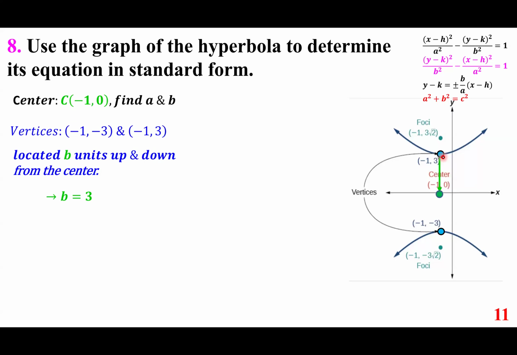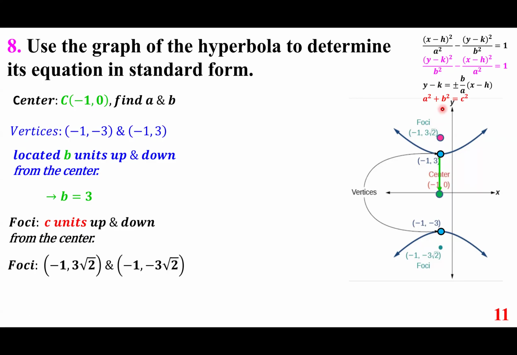The foci are C units up and down. As you can see again, we have the same X coordinates. Okay, so take a look. And this distance now is just 3 square root of 2 minus 0. So if this distance is 3 square root of 2, then we can write the foci are located at negative 1, 3 square root of 2 and negative 1, negative 3 square root of 2, as you can clearly see that. And so that distance gives us C equals 3 square root of 2.